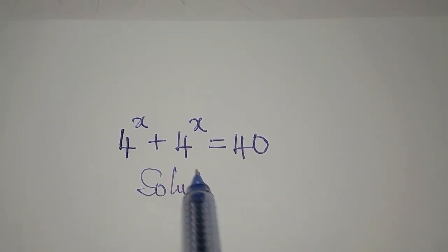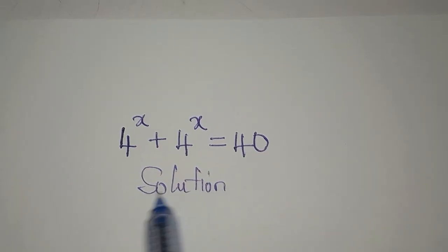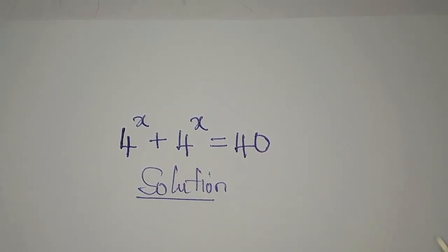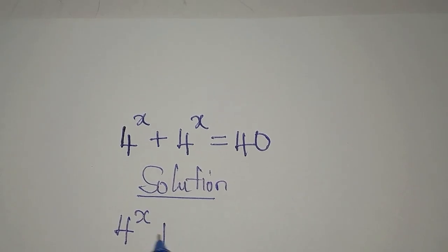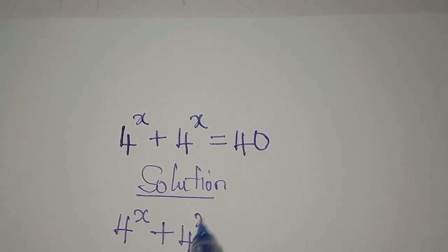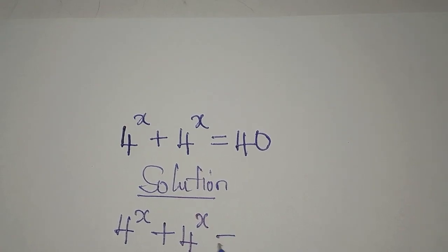Okay, let's solve this right away. 4 to the power of x plus 4 to the power of x equals 40.